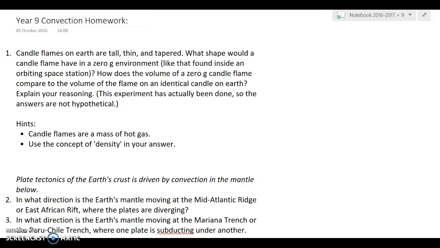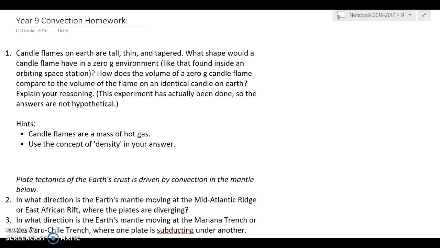Hello, it's homework time. Today's homework is to do with convection. This is the concept which we covered in the lesson recently. That lesson in which we had the big square glass jar full of water and into which we put a purple dye. I'm talking about that concept. All you need to do for today's homework is to complete 3 questions.